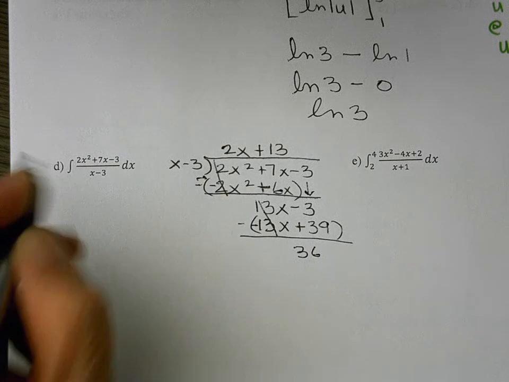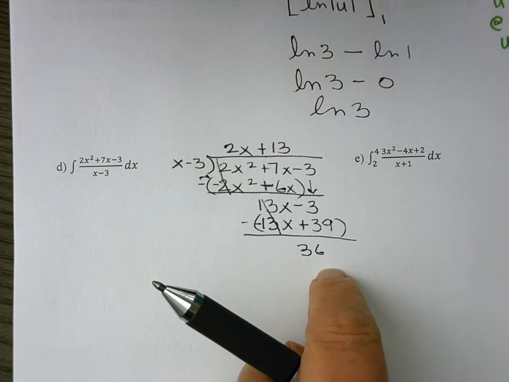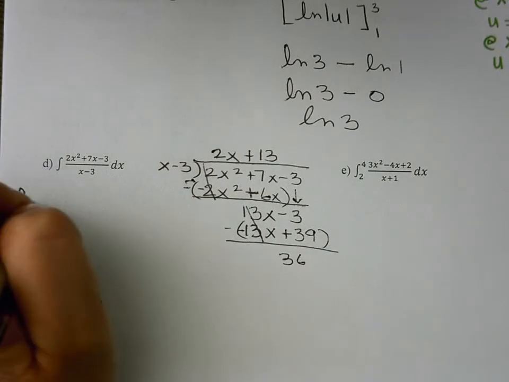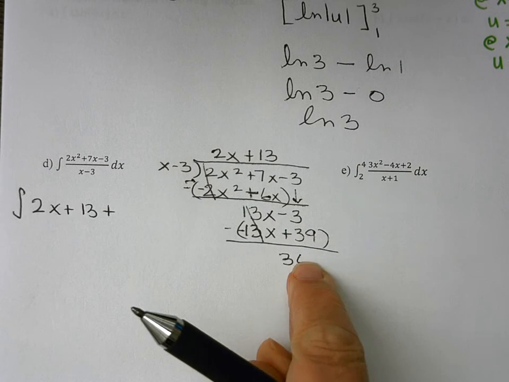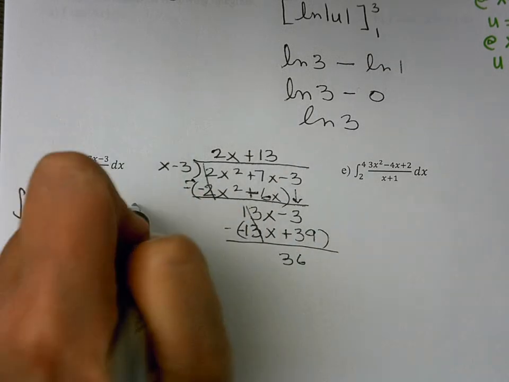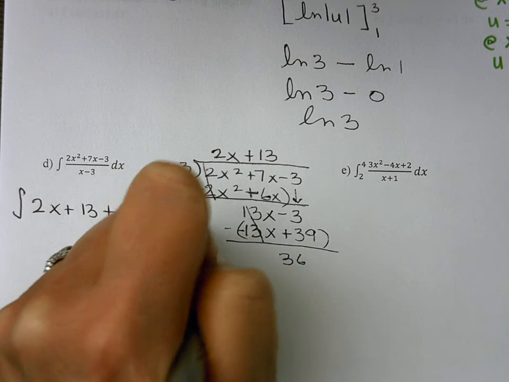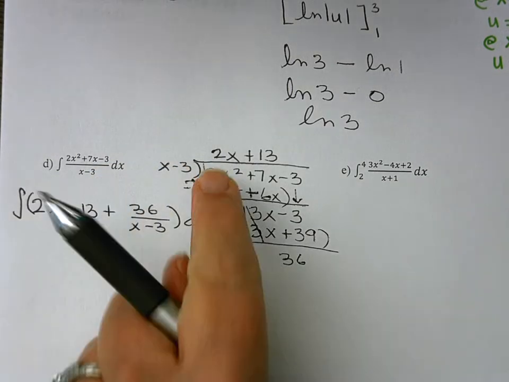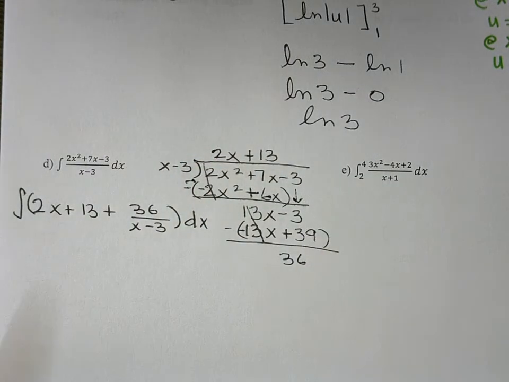So then all of this is going to divide to that plus that remainder, right? So then I'm going to rewrite this. So I'm going to actually integrate 2x plus 13 plus, and then now my remainder, 36 over x minus 3, with respect to x. So when I'm doing that long division, when I'm getting my 2x plus 13 and my remainder of 36, that's what that is equal to. And so that's why I'm doing a substitution.